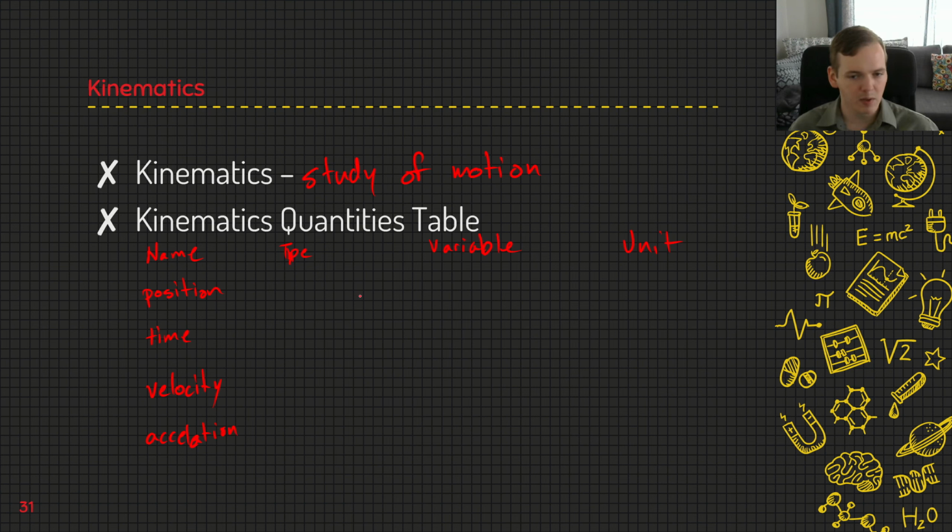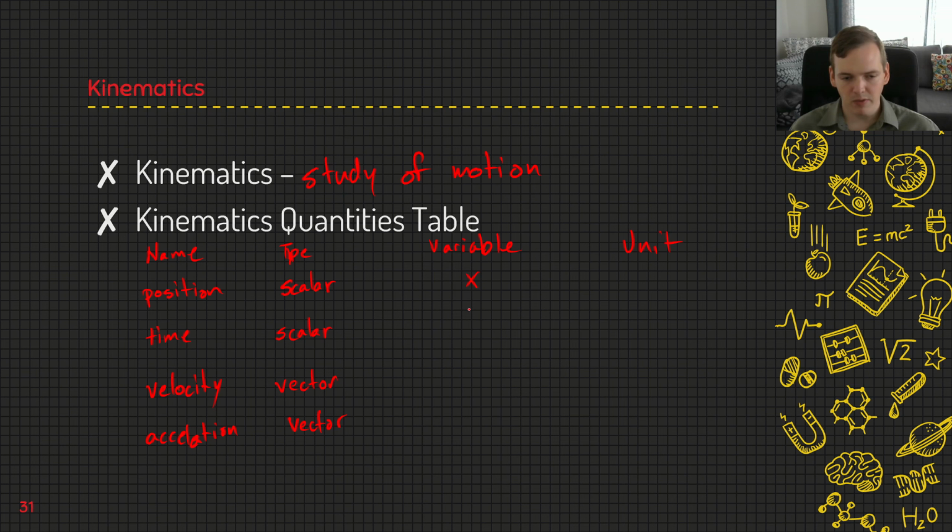Type means scalar or vector. Variable means what the variable is. Unit is what type of units the measurement uses. I'd encourage you to pause here, give it a shot for yourself, see what you can remember, and then check in after you've given that a shot. Okay, position is a scalar. Time is also a scalar. Velocity is a vector. Acceleration is a vector.